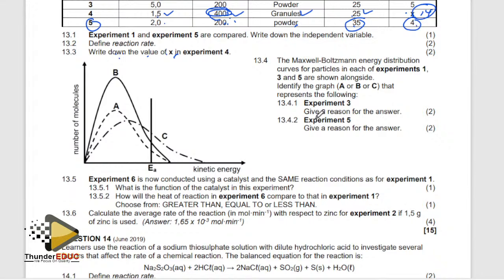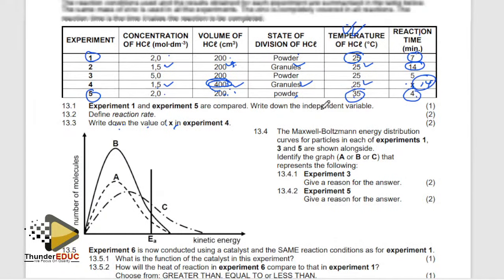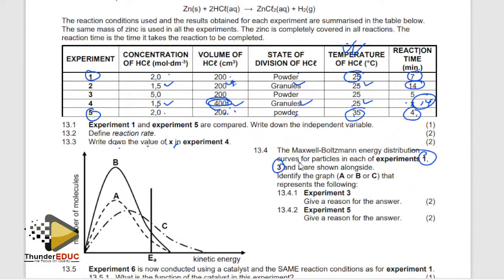Experiment 3. What's happening with this experiment? You have to know how to analyze this. Let me clean this out because I don't want it to disturb us while you're analyzing. Experiment 3, experiment 1, and experiment 5. What is the difference here? Experiment 1, this and this are the same. This is different, the concentration. So if the concentration is higher, we expect this to be a little bit faster, but we shall find out if it is going to be faster.